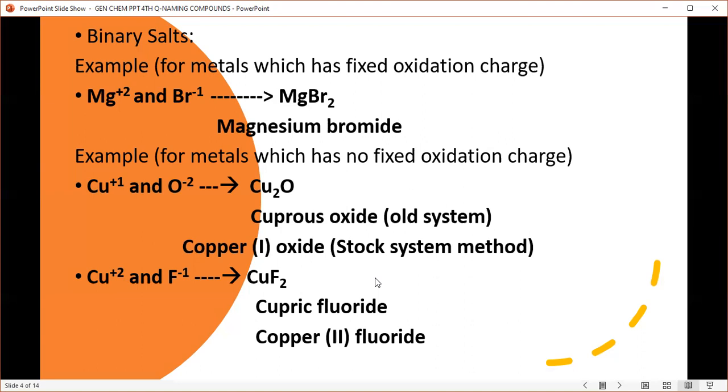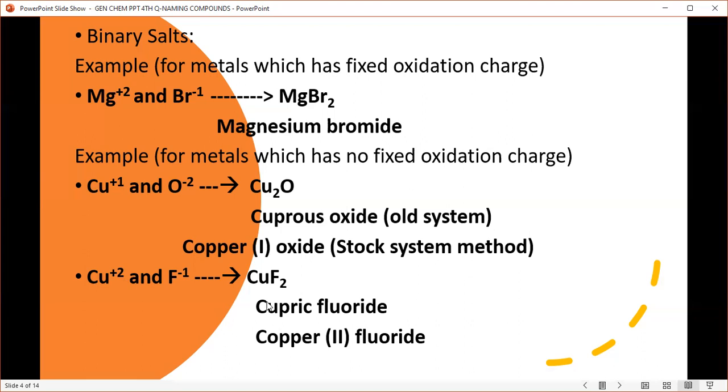Okay, so hopefully you understand how to name binary salts by first determining whether the metal involved has a fixed oxidation charge, or it has no fixed or several oxidation charges. We also have another example. We have Cu, which is copper +2, and F -1. So if you write that down using the crisscross method, that's going to be CuF2.